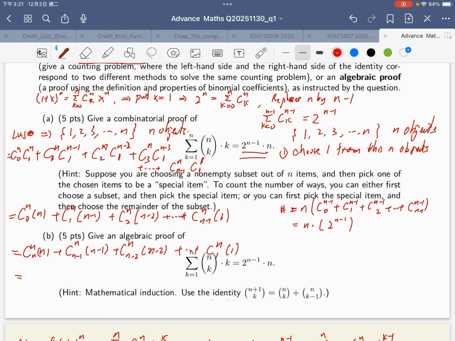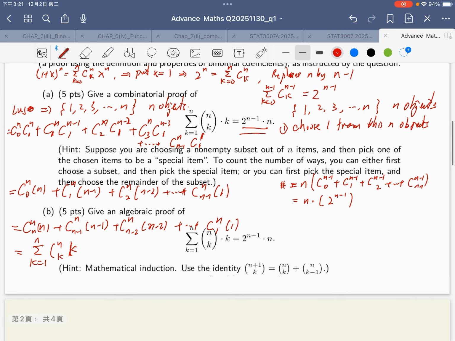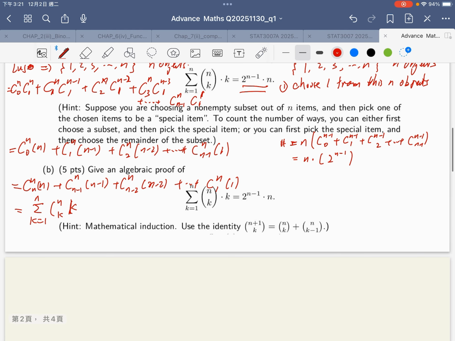Using the summation form to express this expression, that's nCk times k. That is actually the left hand side of this one, and that is the second method of choosing. Therefore, we can conclude that the summation for k from 1 to n of nCk times k equals n times 2 to the power n minus 1.